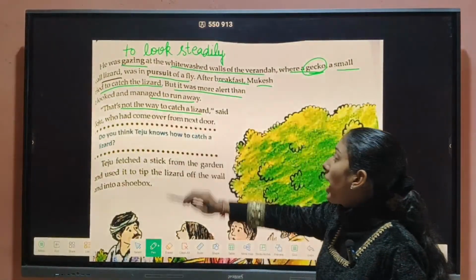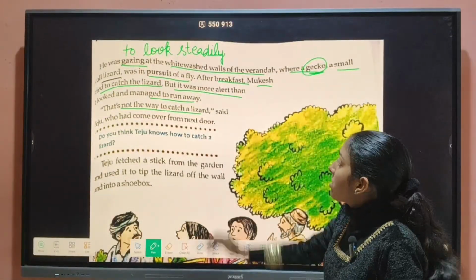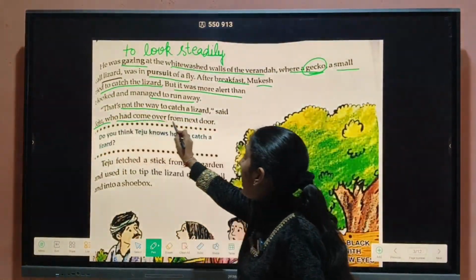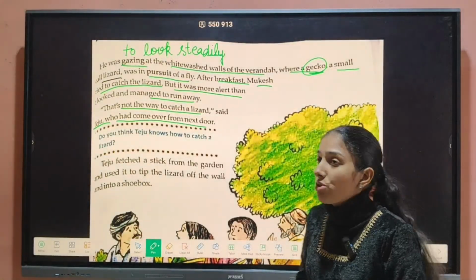"That's not the way to catch a lizard," said Teju, who had come over from next door.